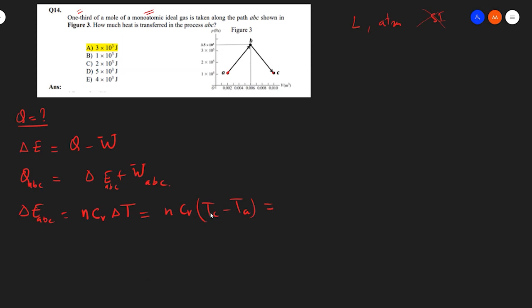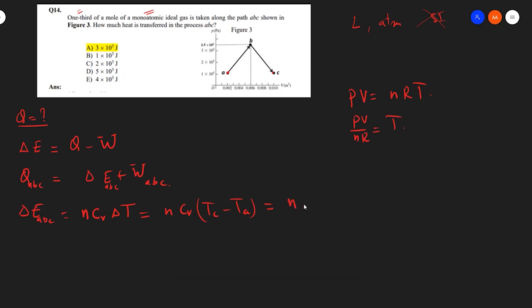Okay, great. Do we have the temperatures here? We don't have them. But there's always a relation that we need not to forget. It's PV equal to nRT, which means the temperature is PV over nR.